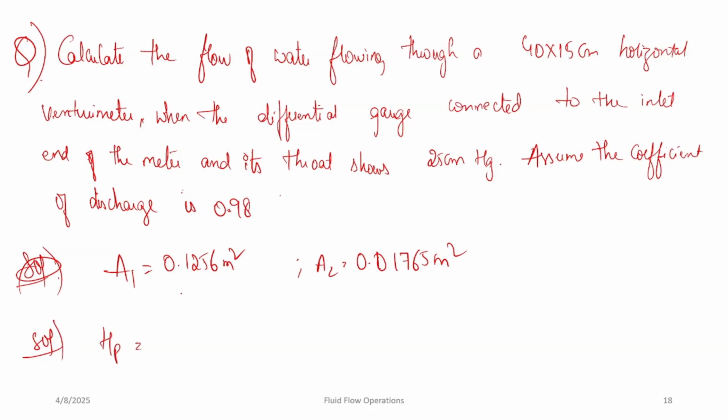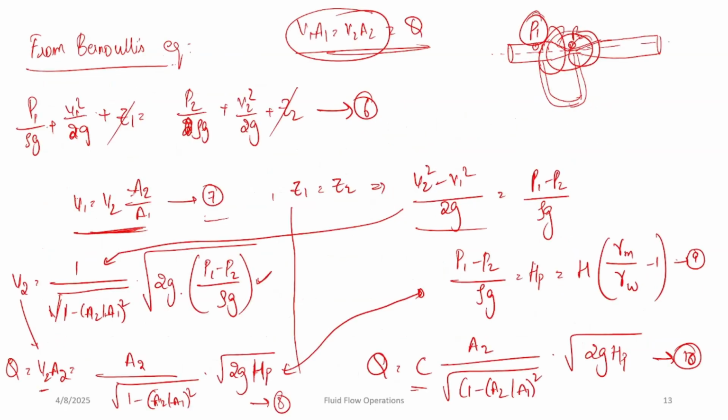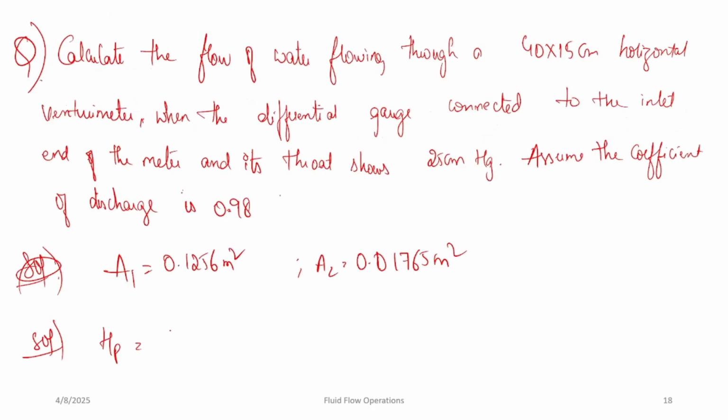What is the formula for HP? HP is equal to H into (gamma m by gamma w minus 1). What is the value of H? That is the height difference, 25 centimeters. If you convert this into meters, it is 0.25.